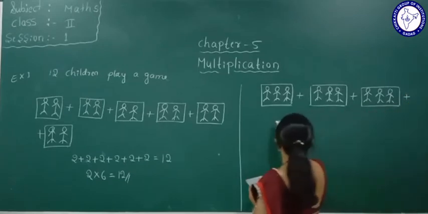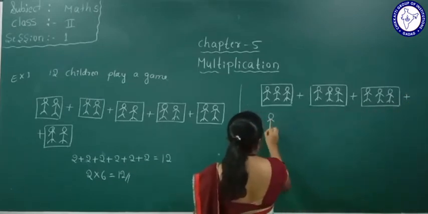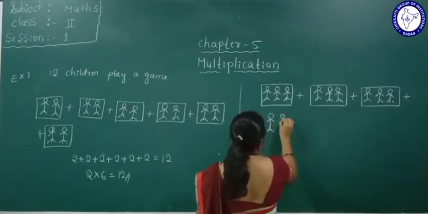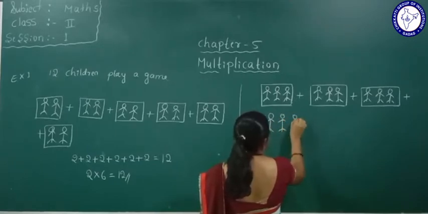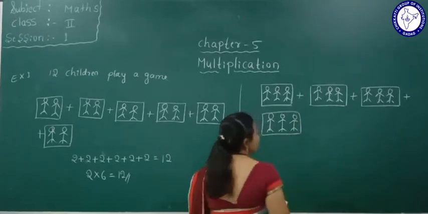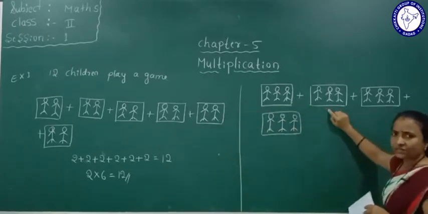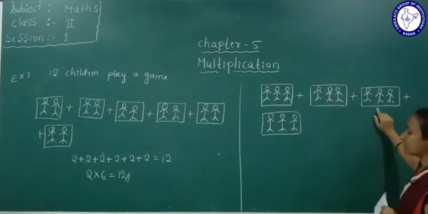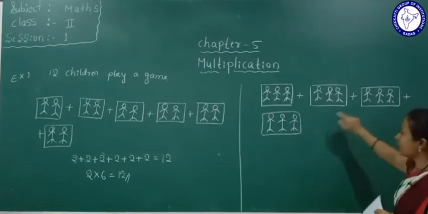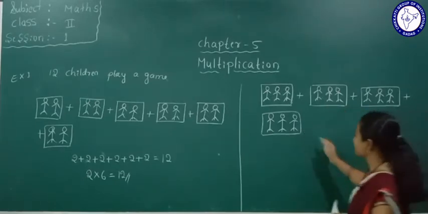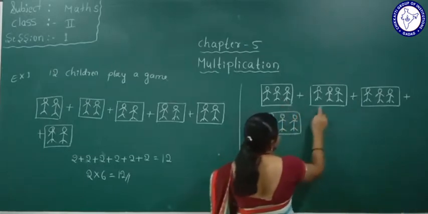plus 4th group. So the children stand like this. 3 plus 3 is how much? 6. 6 plus 3 is 9. 9 plus 3 is how much? 9 plus 3 is 12. So 1, 2, 3, 4.